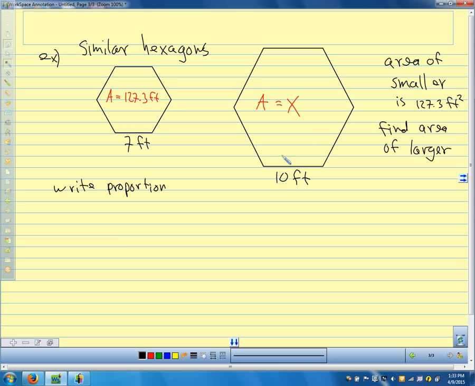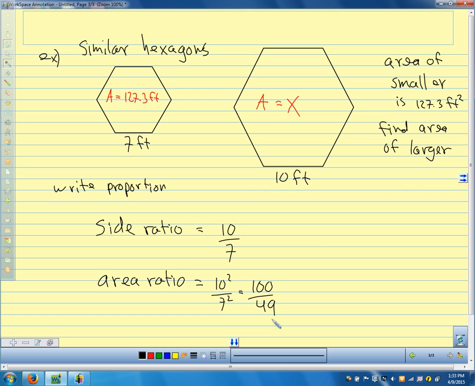We know they're similar. We know two sides. So let's start like we did on the last problem and write our side ratio. I'm going to do the side ratio big to small here because we're trying to find x, and x is the big number. So let's put the big one on top. The side ratio is 10/7. Well, if we know the side ratio, how do we find the area ratio? Square it. So we have 10 squared over 7 squared equals 100 over 49.